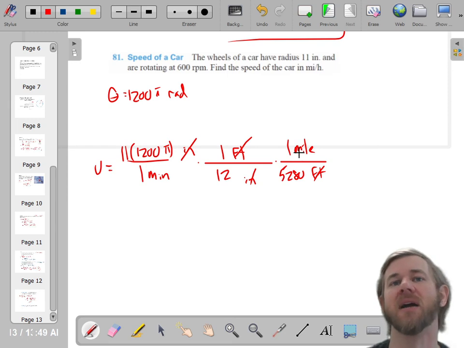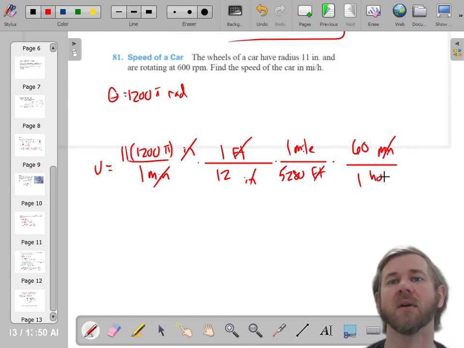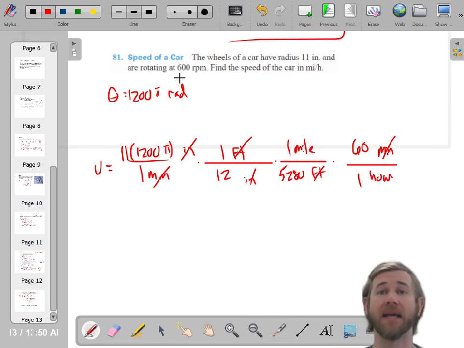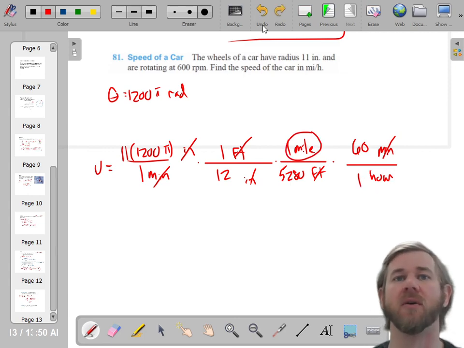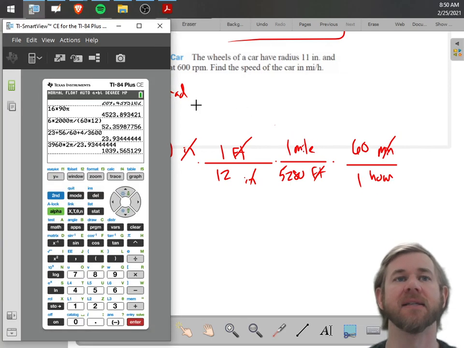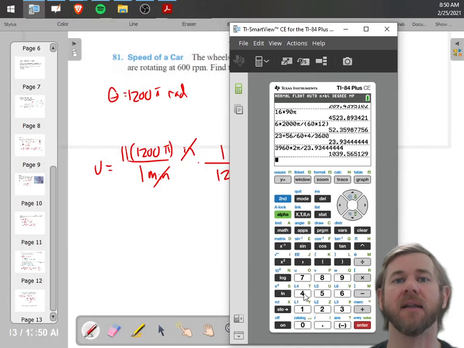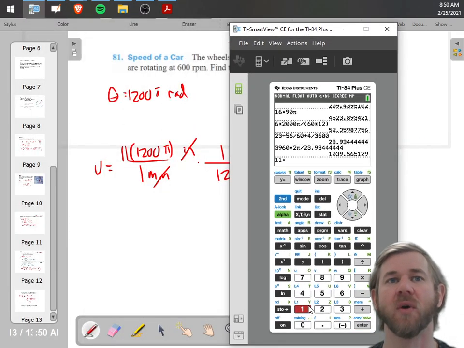So right now I have miles per minute, but I need to also cancel out minutes. So I need to know something about minutes. What do I know about minutes? I know that there are 60 minutes in 1 hour. Okay. So now when I type all that in, I will have miles per hour, which is ultimately the goal. But you got to be careful typing it in because it's a lot.